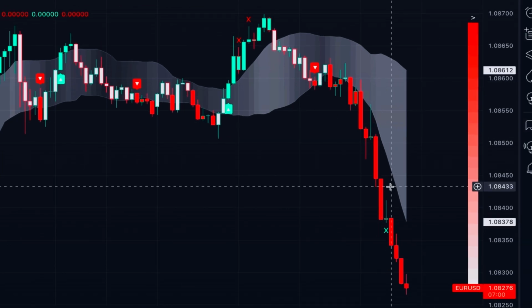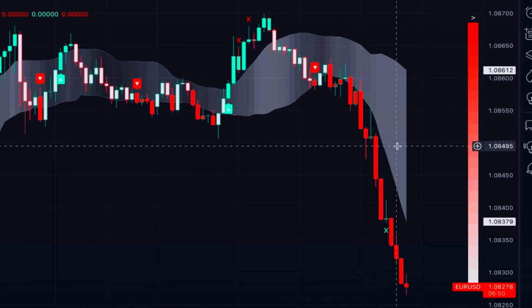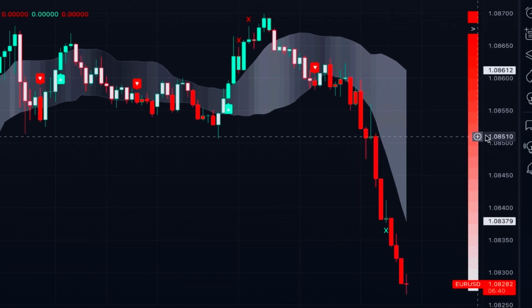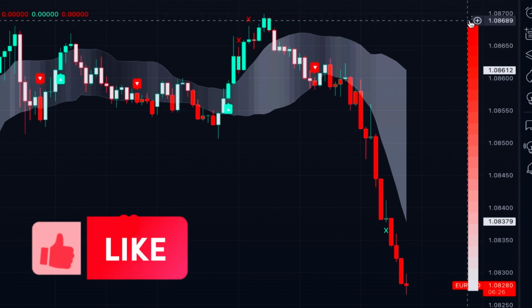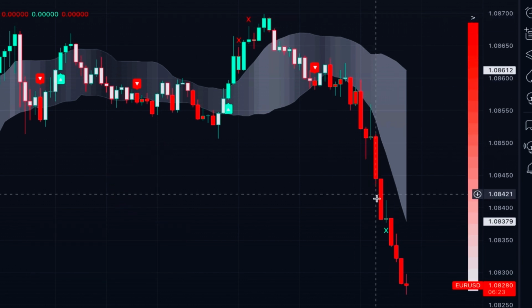For example, right now the cloud color is light, which shows a strong declining of the price, and here you can see that we have the measurement here at the top, which shows a strong declining of the price for the current movement of the market.